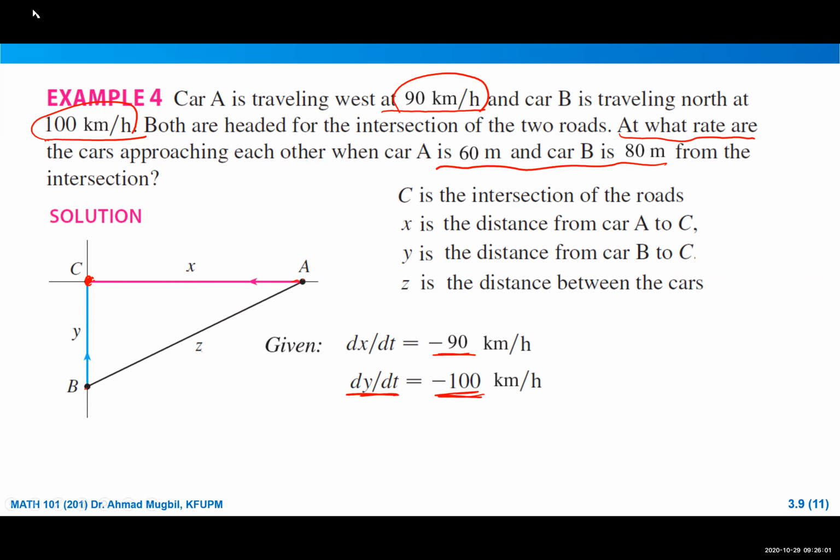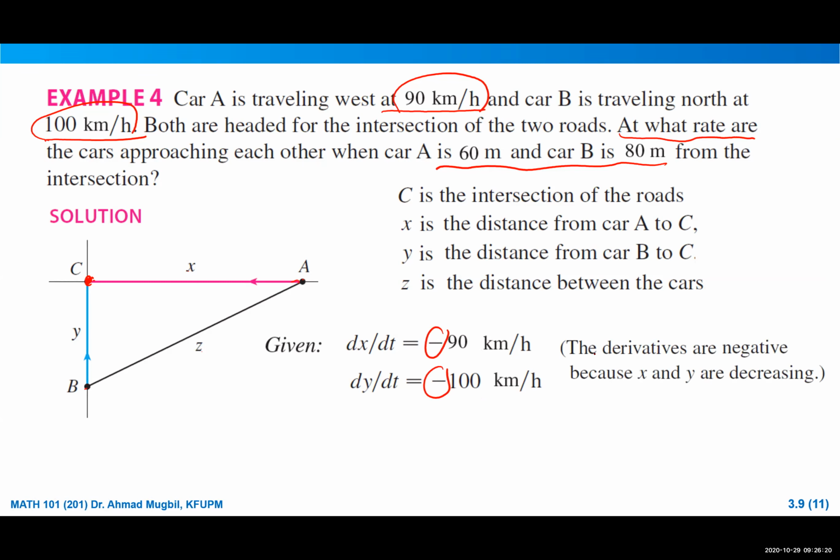Why are they negative, ya shabab? Why are the rates of change negative? Because it's going left, maybe. Going to the negative axis. The reason is the derivatives are negative because X and Y are decreasing. Is the distance going to increase or decrease? Is it going to be bigger or smaller when the car is moving here? It will be decreasing, it will be smaller.